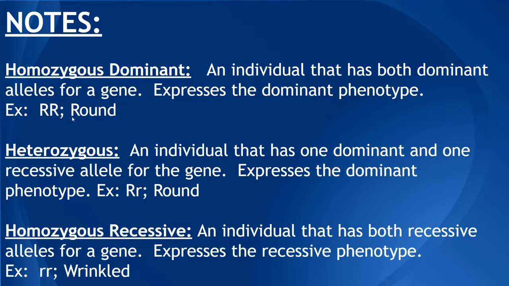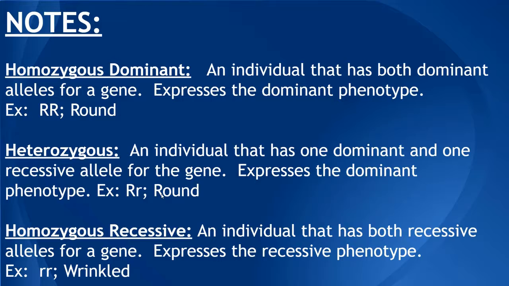Heterozygous is an individual that has one dominant and one recessive allele for the gene. And it expresses the dominant phenotype still. Remember, hetero means different. And here you have different capitalization. Homo means same, same capitalization. Hetero means different, different capitalization. Hopefully that makes sense. But you'll notice that both of these are round. And the reason for that is this big R dominant allele is showing through. Over here it has two, so it's going to be round. And over here it has one big R, but that's still enough that it'll show the dominant phenotype, the one that shines through. So it'll be round, like this.